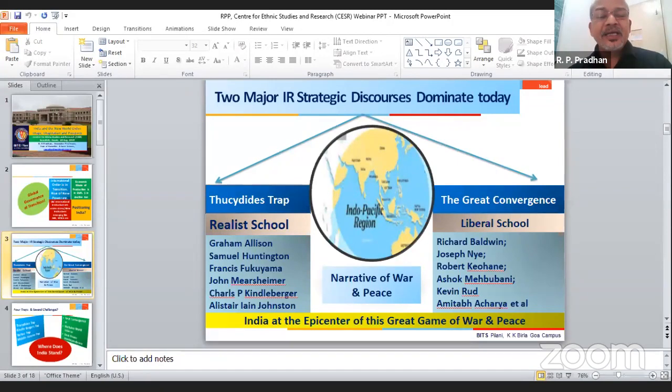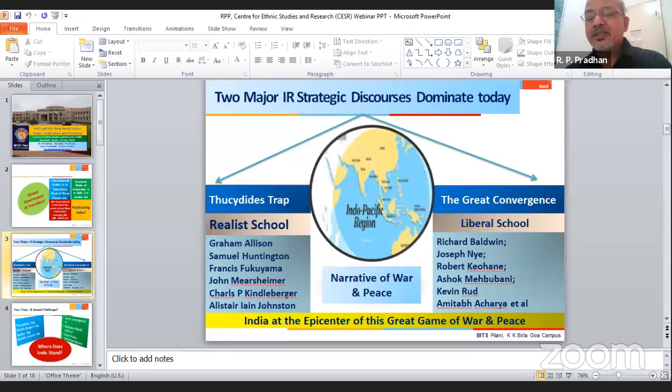The other side of the Thucydides' trap is the liberal school, which talks about the rising phenomenon of a great convergence world order. There are a number of them. Richard Baldwin is currently a professor of economics at the Geneva Graduate Institute. Then you have other political scientists. Joseph Nye talked about soft power. Robert Keohane talked about the interdependence of great powers. Kishore Mahbubani, a former Singapore diplomat, is dean of the Lee Kuan Yew School of Public Policy.